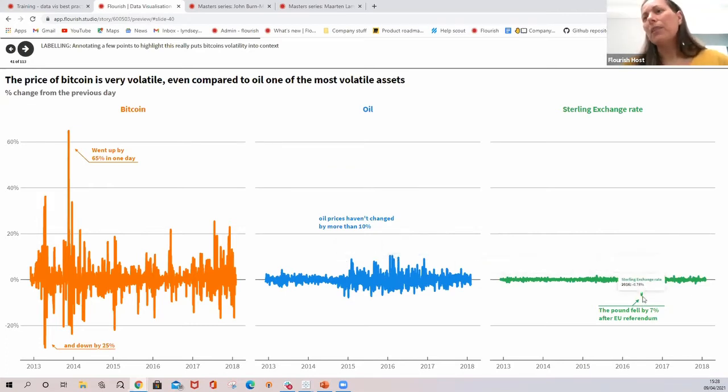And this big event that happened in the UK, where the pound fell a lot because of the EU referendum, this huge event only actually caused the pound to fall by 7%. So adding these other things for context really helps reiterate your message and reinforce it in their minds. This is where labeling and annotation can really help you tell your story.